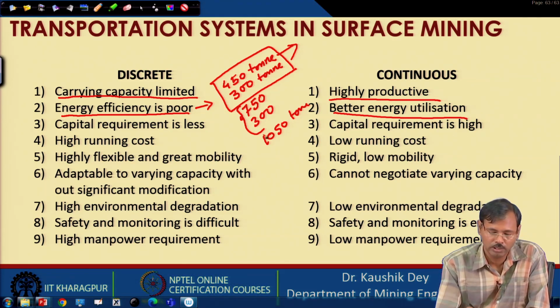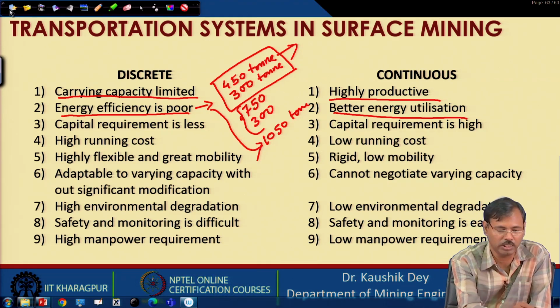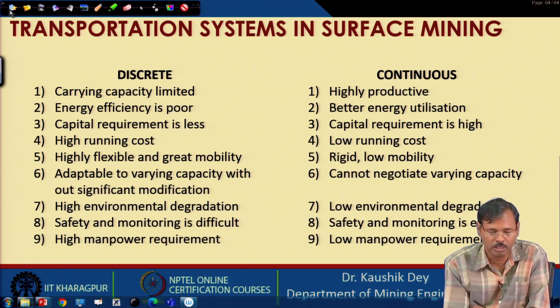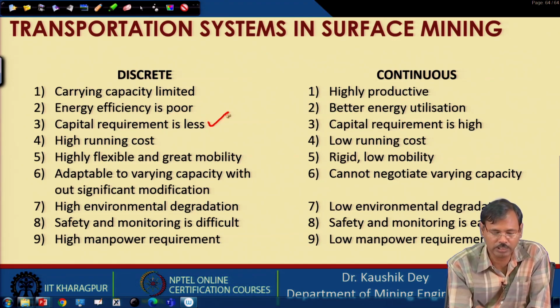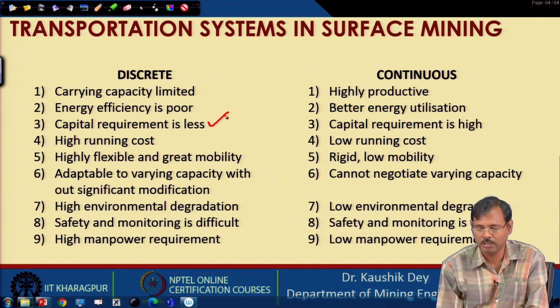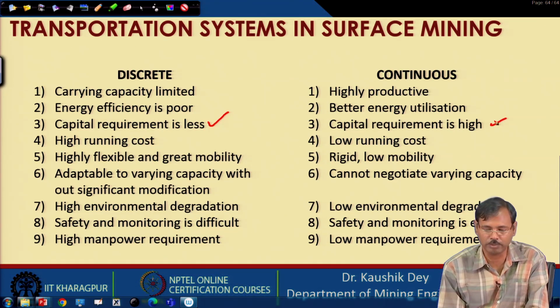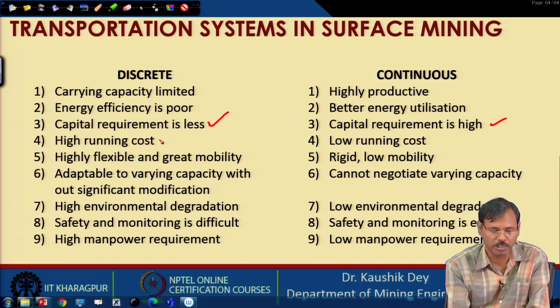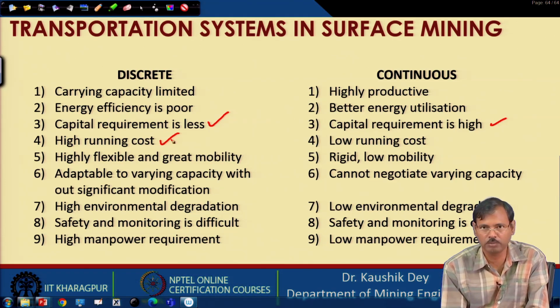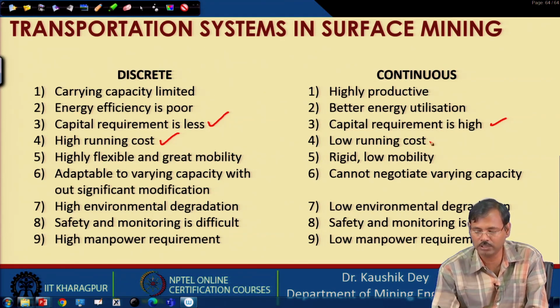So, that is why this transportation system is not a very energy efficient system, but the capital requirement is less. The installation requirement for a continuous system like a conveyor is high in capital, but the running cost for the discrete system is high, as most of the time it is diesel powered. So, that is a costly system, whereas here it is an electrical system.